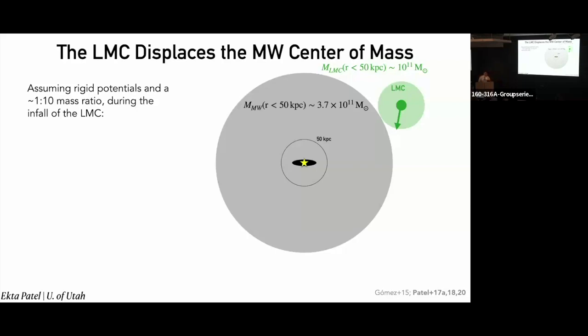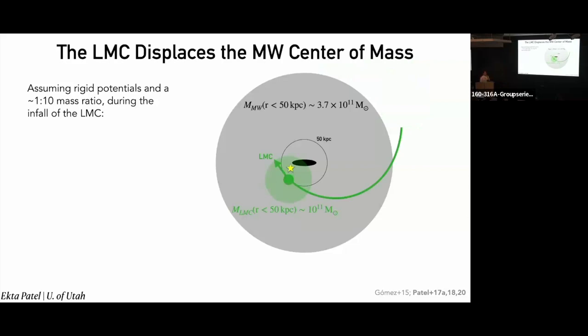And as it passes through the Milky Way's halo and arrives at its position today at 50 kiloparsecs, you'll notice that the two numbers I've written here are the mass enclosed within the Milky Way at 50 kiloparsecs and the mass of the LMC at 50 kiloparsecs. And those numbers are only different by a factor of a few.